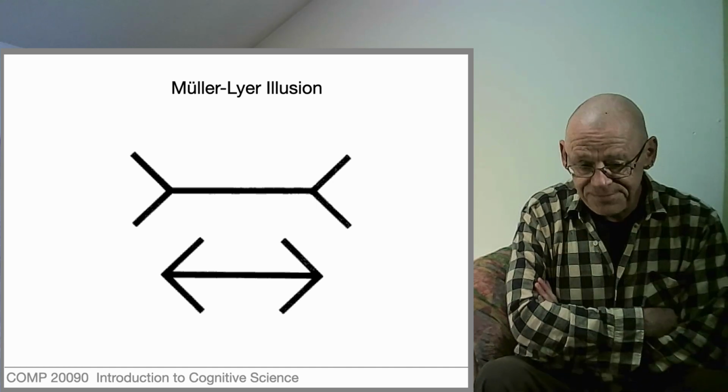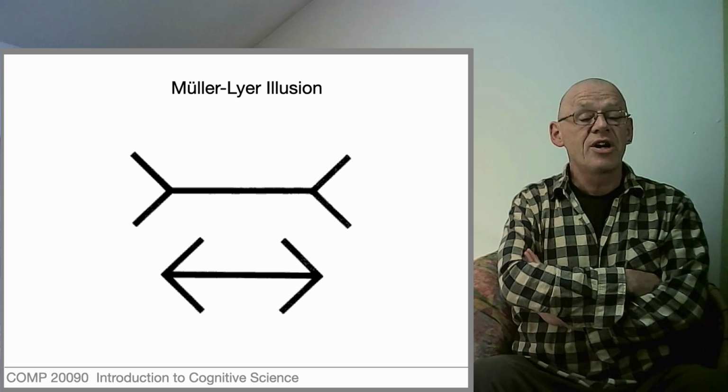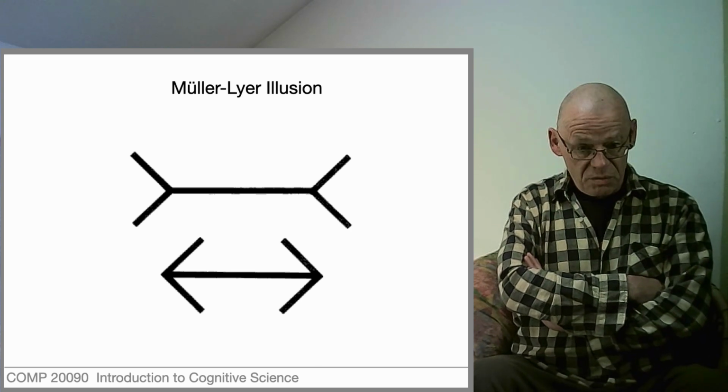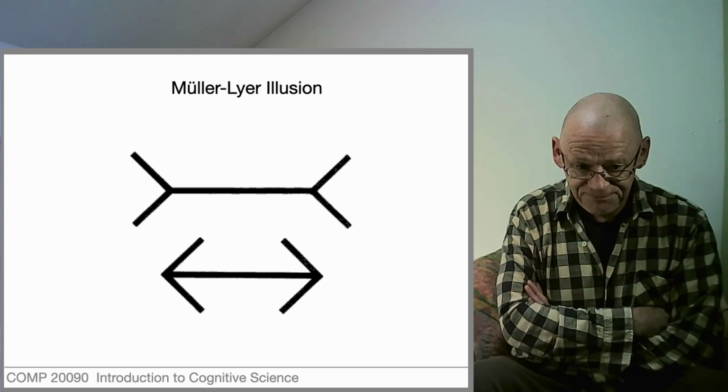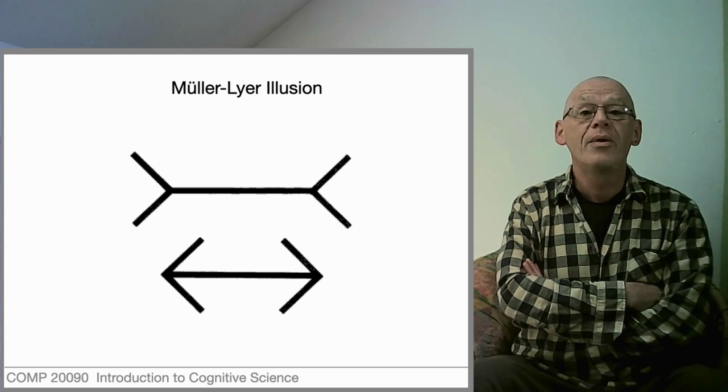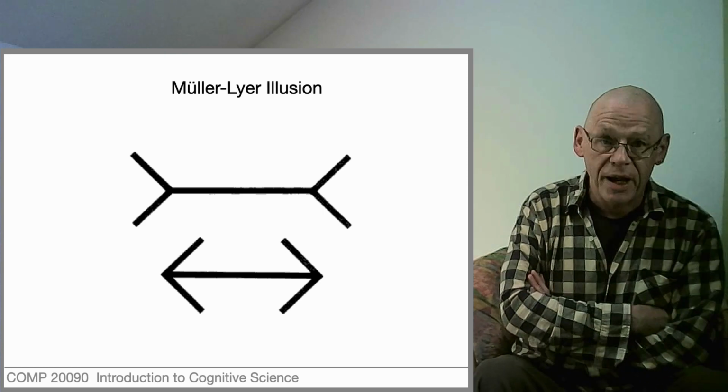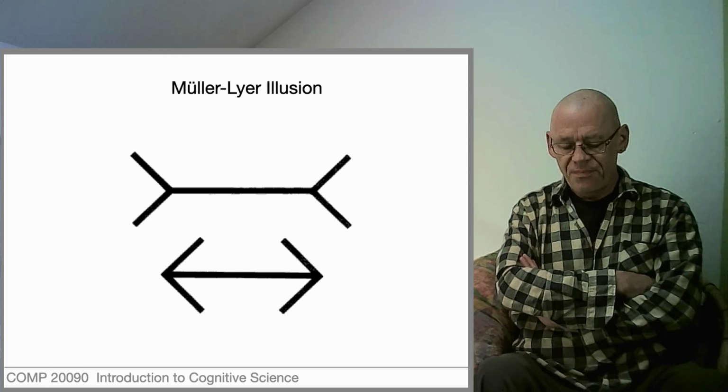And for most people, it seems that the two horizontal lines here appear to be of different lengths, but they are actually of the same length. Duh. Why are we even interested in such a boring, it must be said, boring illusion?